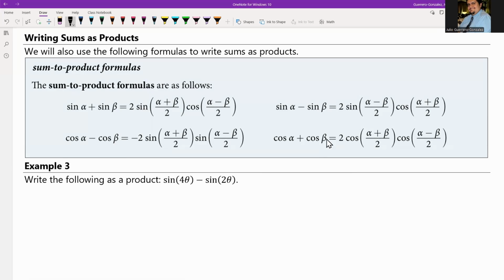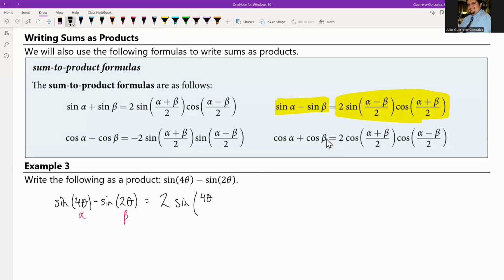So then, same thing as before. I have a sine 4 theta minus sine of 2 theta. Okay, it's always healthy to do it, alpha, beta. And then you just choose the one that we really need. So this one is a sine minus a sine. Bam, we need this one. So we need this right-hand side to complete everything that we need, okay? 2 sine.